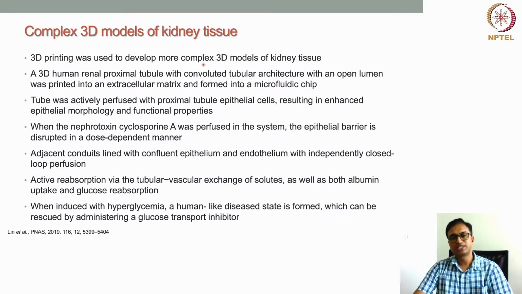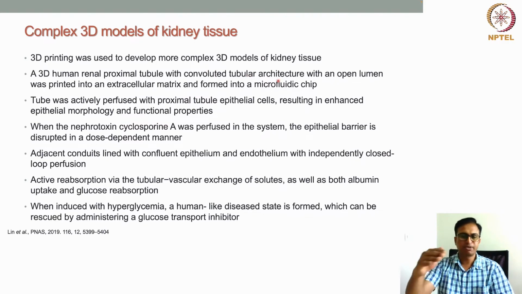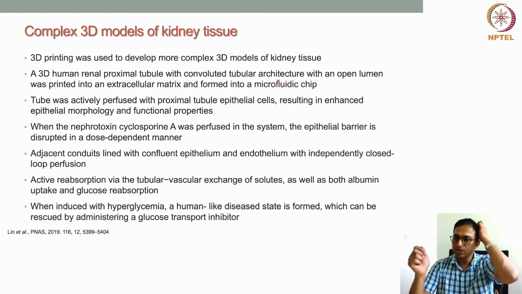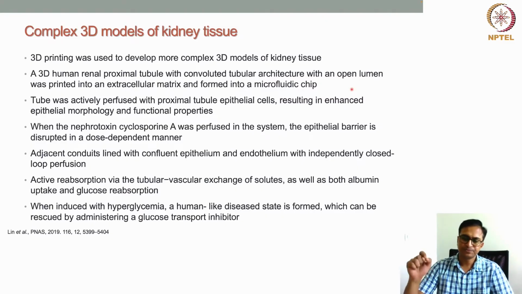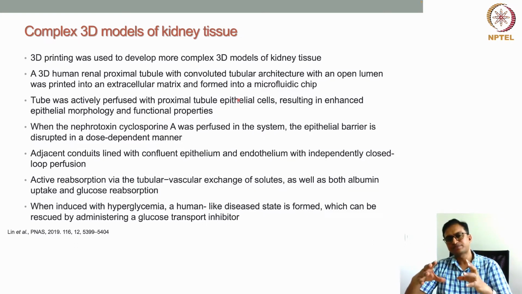And please understand this is a convoluted tubular architecture. It has a particular architecture, and I'll show some of the images from this particular study in the next slide. The lumen is also open in that bioprinted structure, and that is very important, because if the lumen is open, then it can serve the function of transport. Now this tube, after they printed it, was actively perfused with proximal tubular epithelial cells, because epithelial cells create the lining of this proximal tubule.